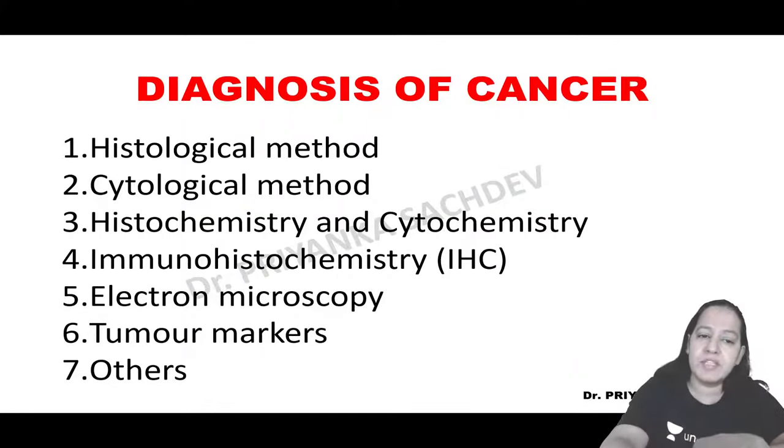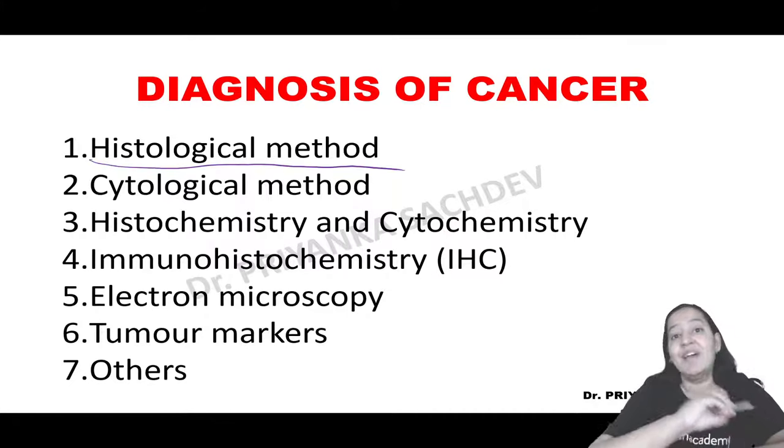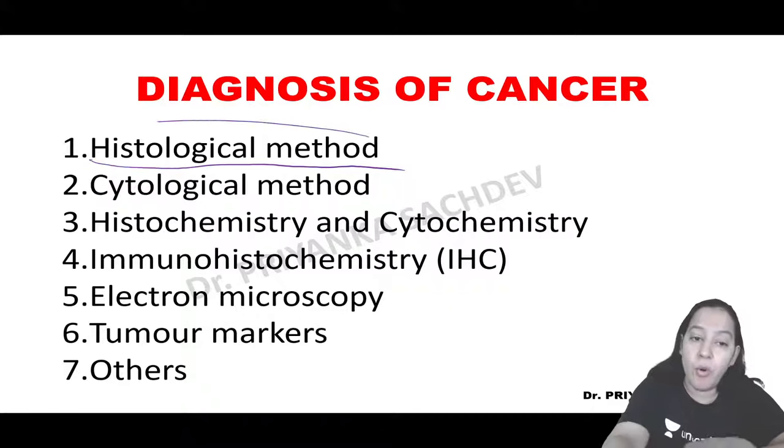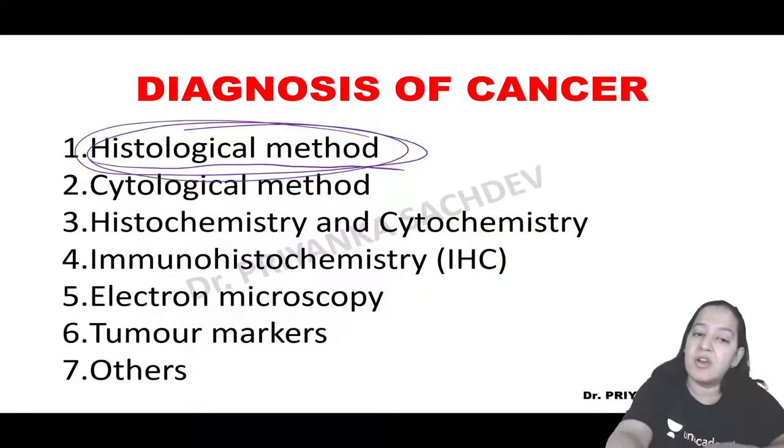The most important among them is the histological method. In histology, there are 2 methods. Number one, we take a biopsy, either the biopsy or surgical specimen. And number two, we do frozen section. So these 2 things come in histology. That is the most important method for diagnosing a cancer.